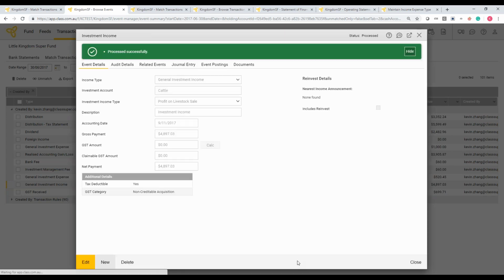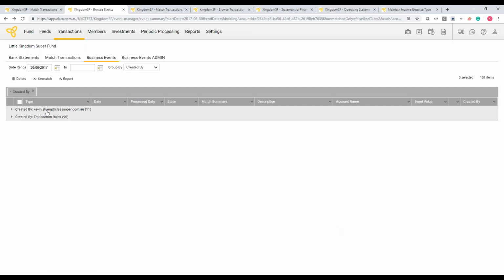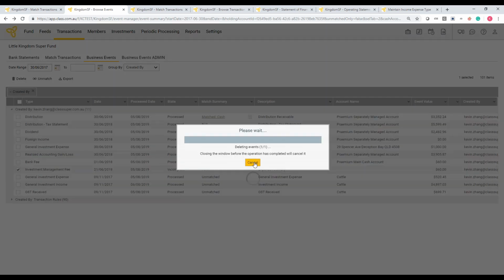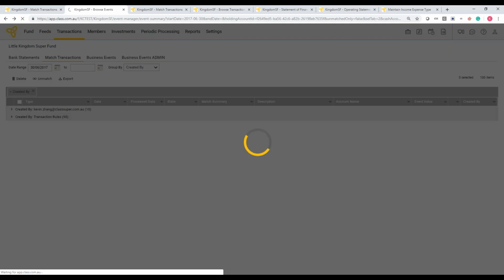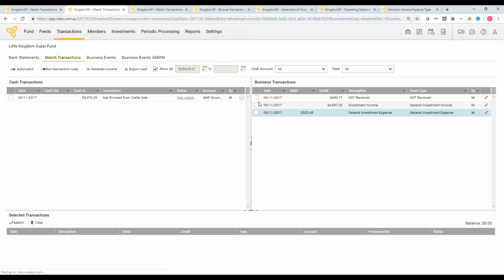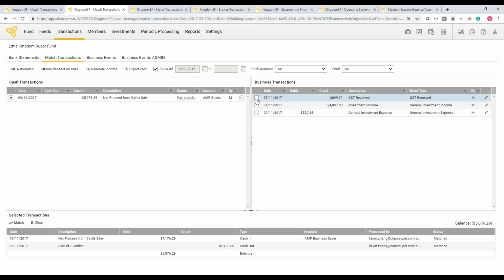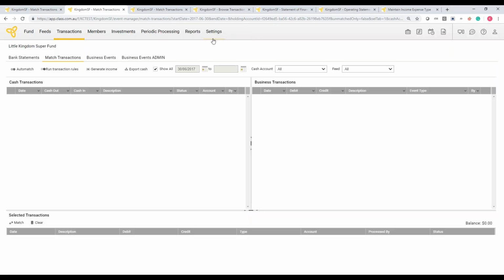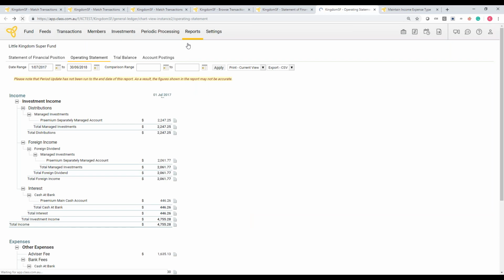Okay. So this is already done, so I'll just delete that one. Okay. Then you just match those transactions. So I have the cash, I have the GST, the profit and expense, and perfectly matched. And that's it. That's all. And I'll quickly show you the operating statements. Let me just run a period update to reflect that.